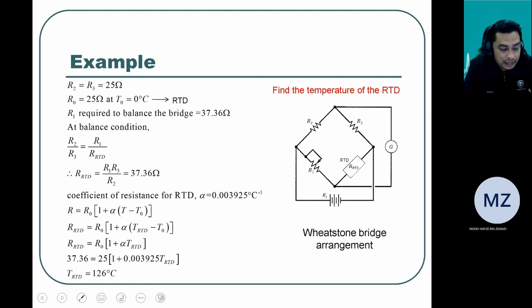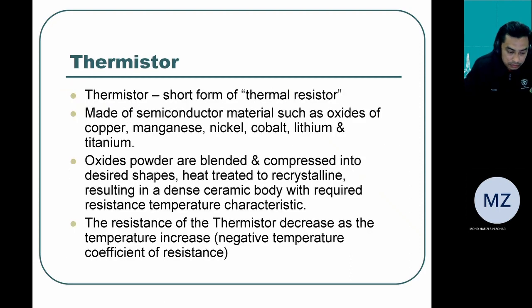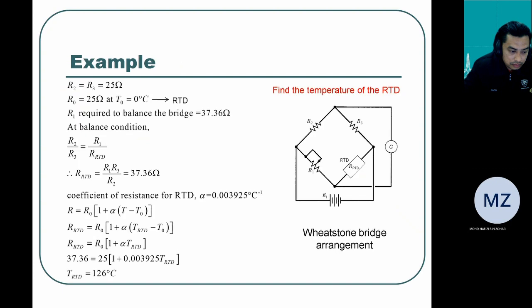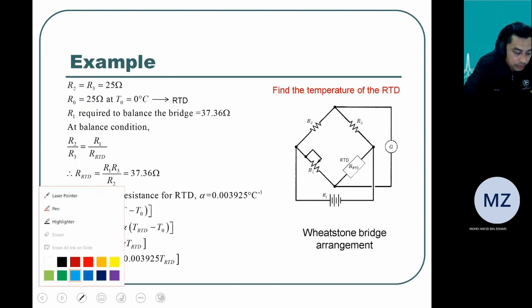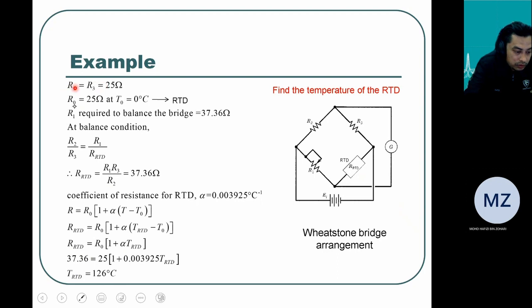Quick question. How can we double the sensitivity of the sensor? The answer is, because of this equation, you make sure that you double the ratio R2 over R3. For example, we let R2 be 50, R3 be 25. So if you look here, the ratio is 2 over 1.